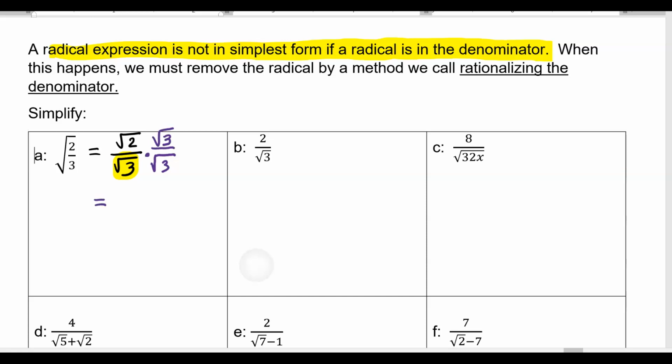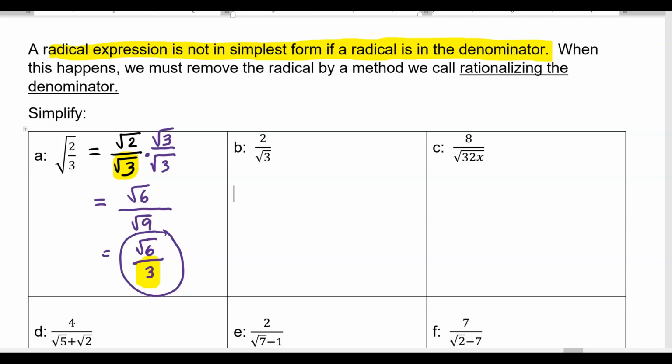So now, let's look at the denominator. Again, that's the square root of 9. Numerator is the square root of 6. So we have the square root of 6 over 3. So notice here that our radical is out of the denominator, and that's what rationalizing is. Getting that radical out of that denominator.